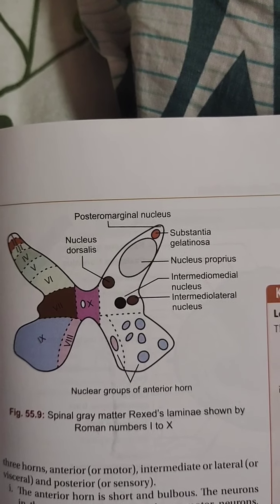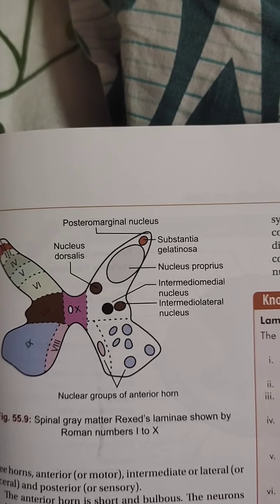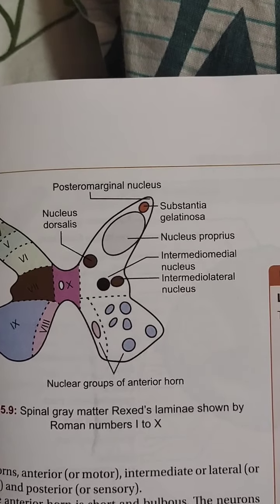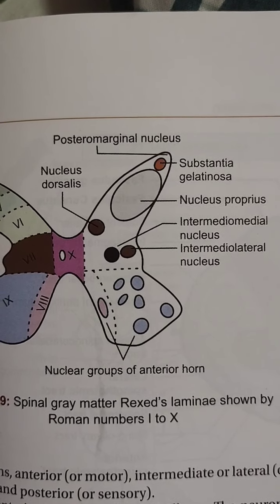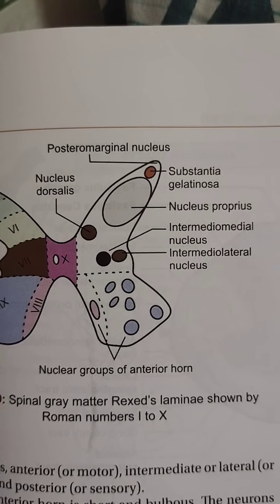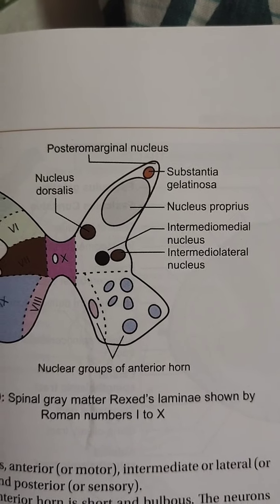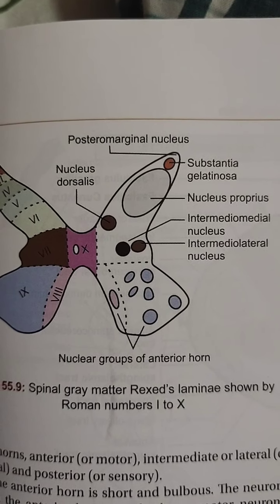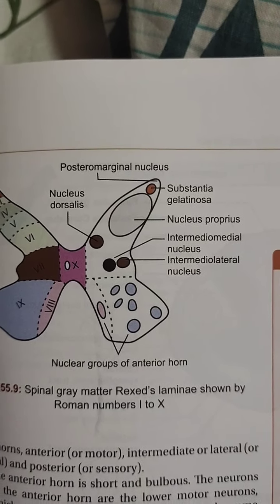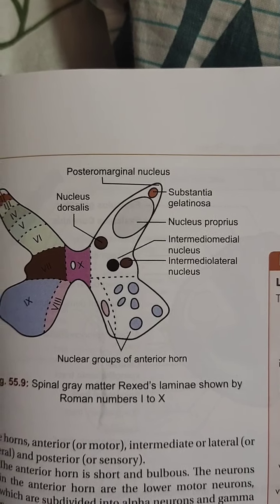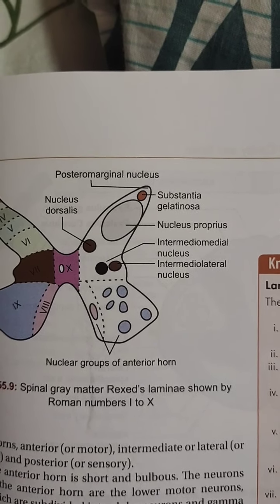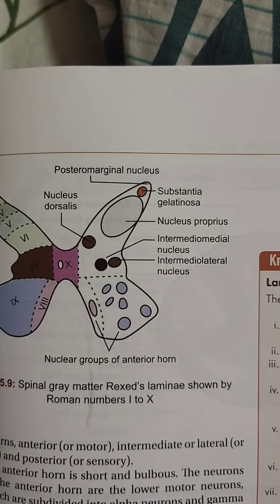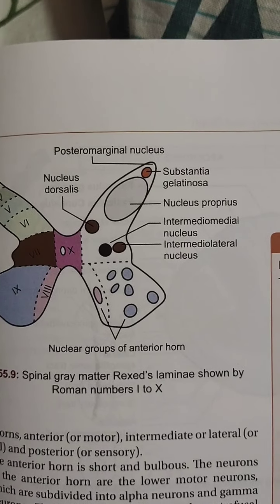It contains all the sensory neurons, the second order neurons. The first order neurons are present in the dorsal horn. These neurons are named as follows: the one present at the apex is called substantia gelatinosa, at the head is called nucleus proprius, and in the neck and basal region you have the nucleus dorsalis. And what is the function of each and every nucleus? I hope you know them. Substantia gelatinosa, nucleus proprius, nucleus dorsalis or Clark's column, and visceral afferent column.